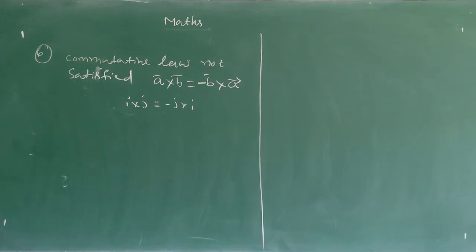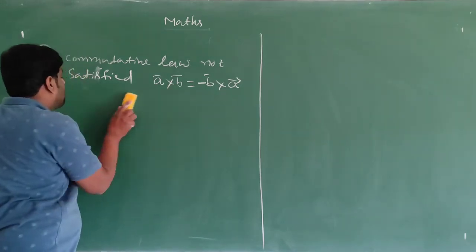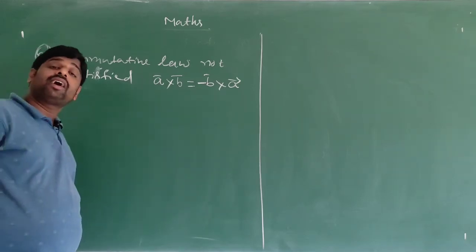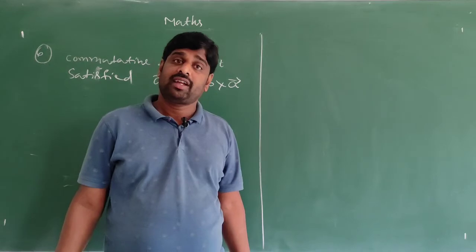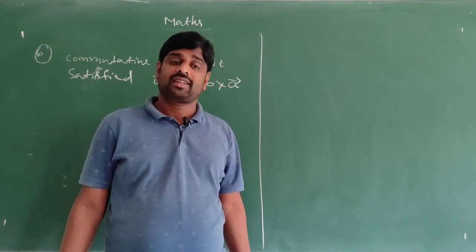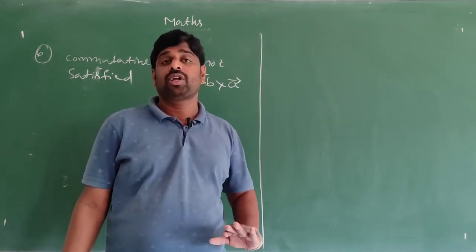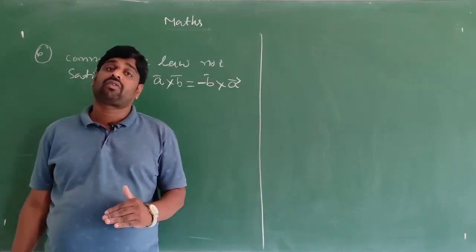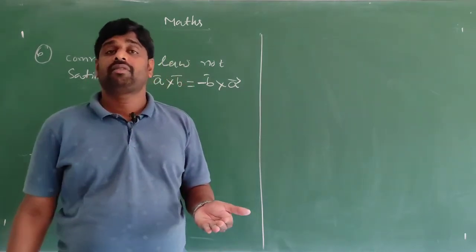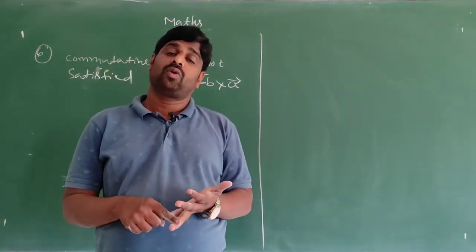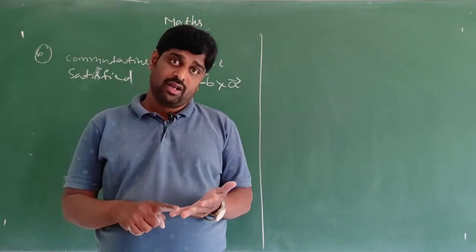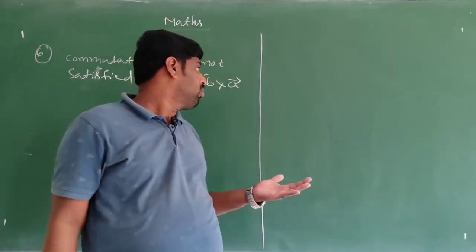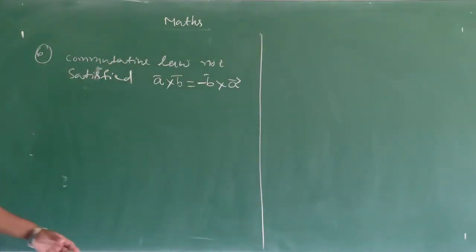In the cross product of vectors, the commutative law is not satisfied, but in the dot product of vectors, it is satisfied, because A bar dot B bar equals B bar dot A bar. But in the cross product, A bar cross B bar equals minus B bar cross A bar.